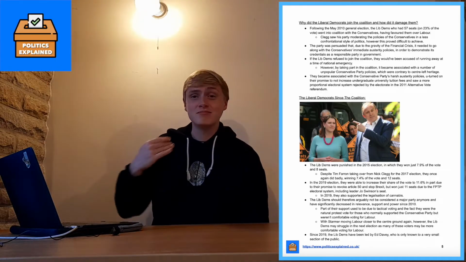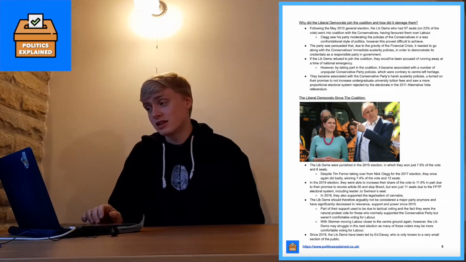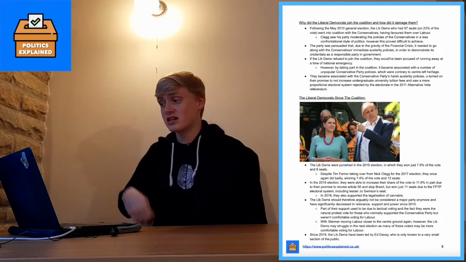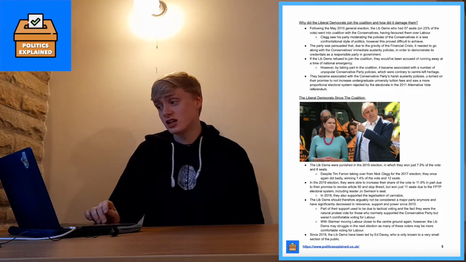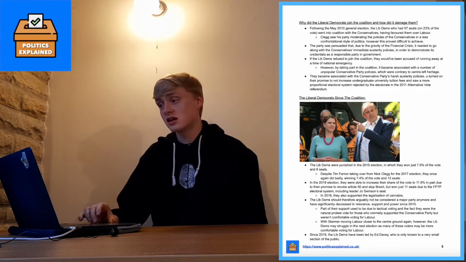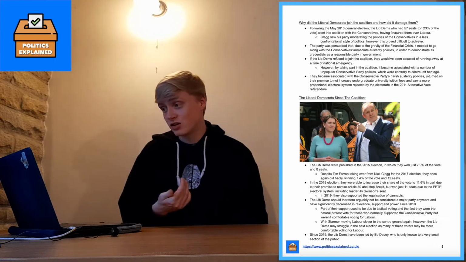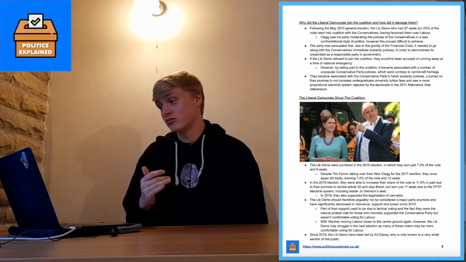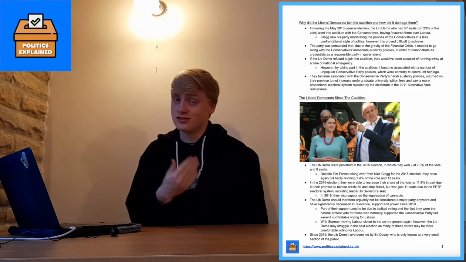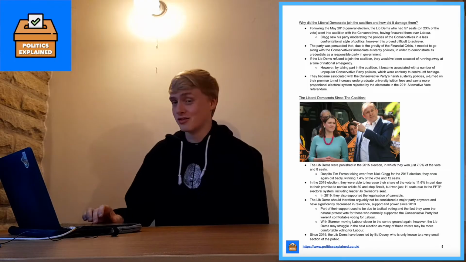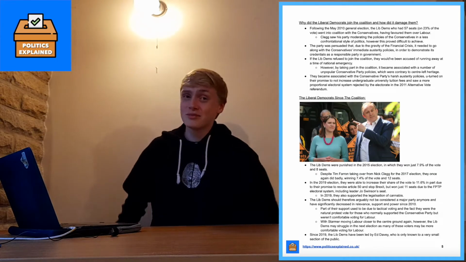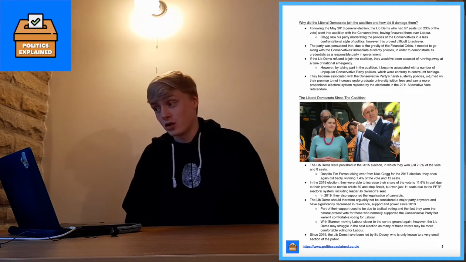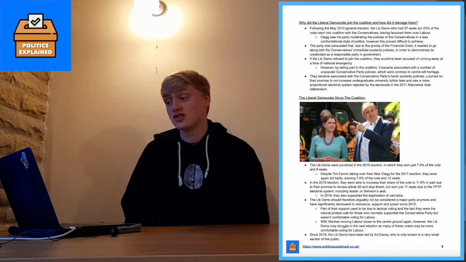But ultimately, by taking part in the coalition, the Lib Dems became associated with a number of unpopular Tory party policies, which were contrary to their centre-left heritage. So they became associated with the Tory party's harsh austerity policies. They U-turned on their promise to not increase undergraduate tuition fees, and saw a more proportional electoral system rejected by the electorate in the 2011 alternative vote referendum. So the coalition really didn't go well for the Lib Dems. And that can be seen in the 2015 election, when they went down from 57 seats and 23% of the vote to just 7.9% of the vote and just 8 seats.